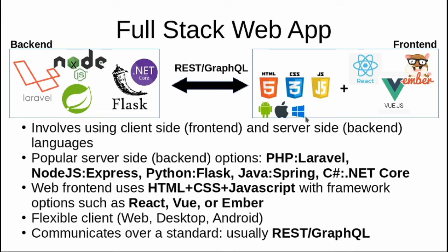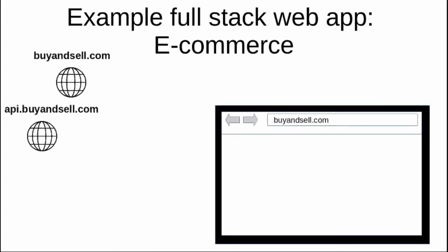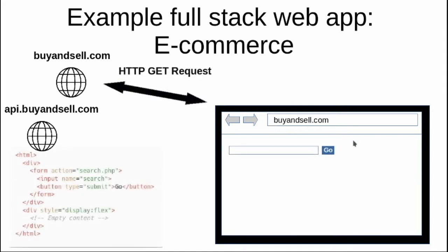And then it communicates over a standard called REST or GraphQL usually. I'm gonna give you an example with the last e-commerce application. So here we have the front end and the back end. The front end is stored in buyandsell.com and the back end is stored in api.buyandsell.com. Okay, so then we hit in the search bar and then press enter.